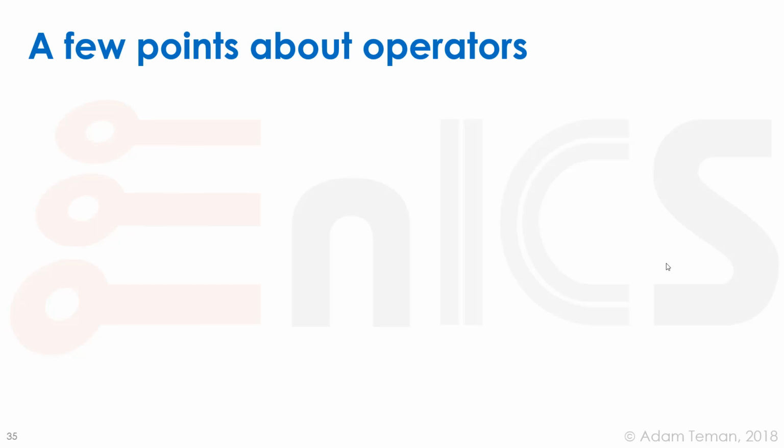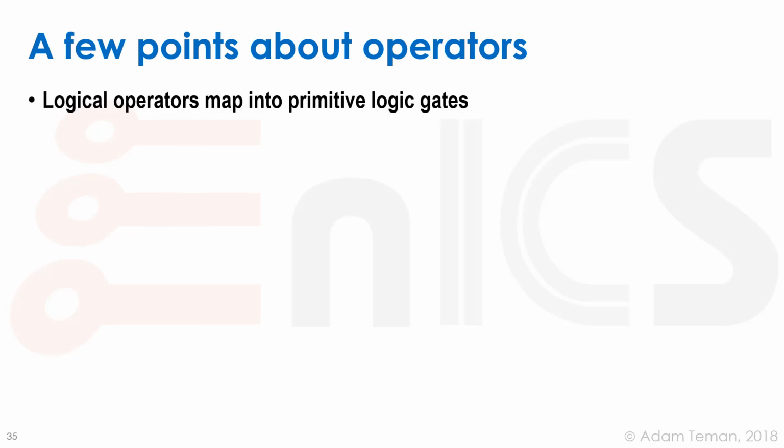Okay, let's look at the operators that we used in Verilog. Remember that logical operators map into primitive gates. So if you use an OR, like we do in assign A or B, it'll just turn into an OR gate, and that's very nice.